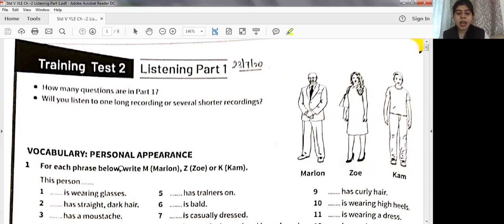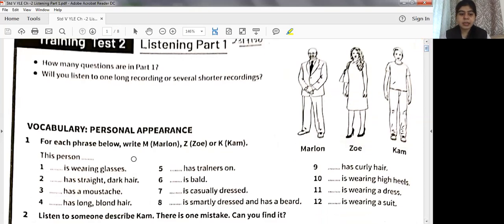Next, this person has straight dark hair. Which is that person who is having straight dark hair, no curly hair? So it is Ken. So you will write capital K over here. Next, this person has a mustache. Mustache means beard. Okay. So which is the person who is having a mustache, students? It is again Marlin. So you will write M. Next, this person has long blonde hair. First of all, who is having the long hair, students? It is this girl, that is Zoe. So you will write Z.